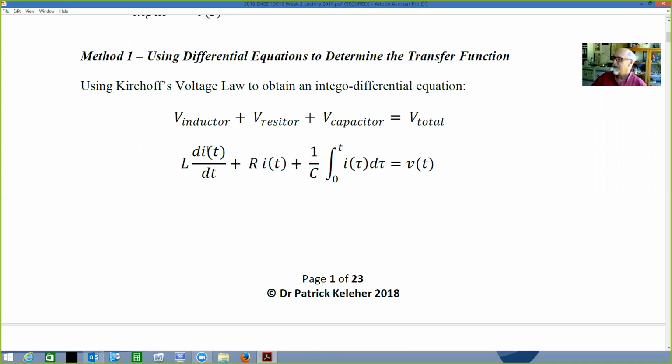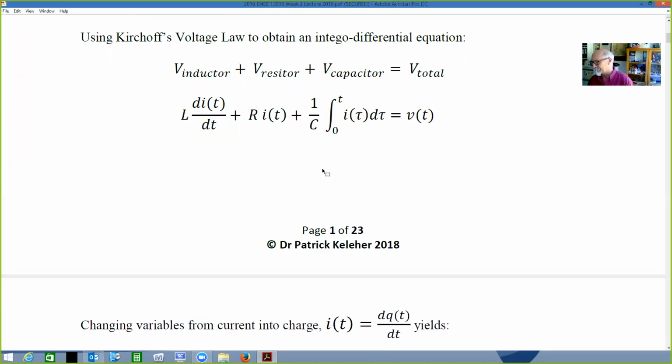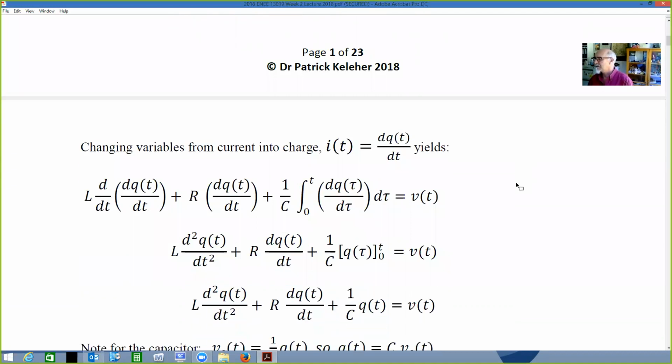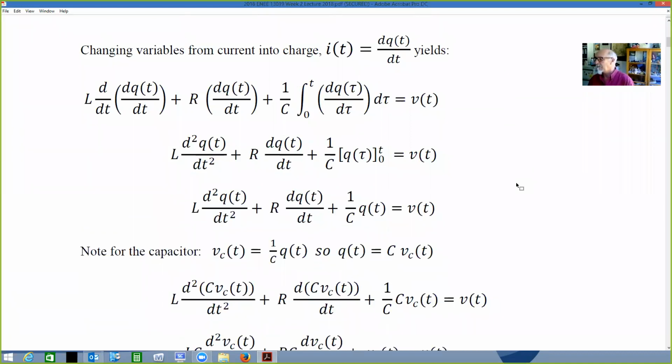By basic definition, the voltage of your inductor is just the inductance multiplied by the change in current. The resistor voltage is the resistance multiplied by the current. And for the capacitor, that's how we go about calculating: 1 over the capacitance multiplied by that integral of the current. The sum equals the overall voltage of our system. What we're going to do here is make sure that we're working in one set of variables, because we're looking for the relationship between the capacitor voltage and the overall voltage.